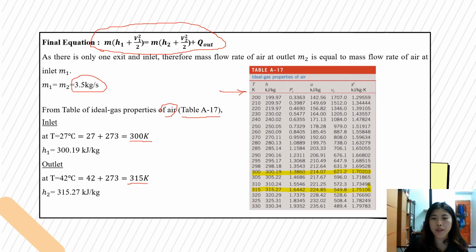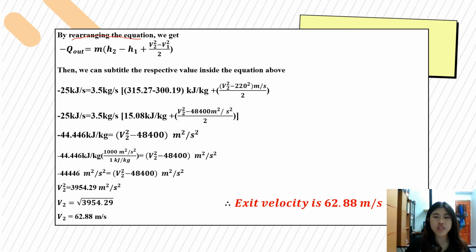So referring to the table, at 300 Kelvin the enthalpy is 300.19 kJ per kg. For the outlet, we get 350.49 kJ per kg for the outlet enthalpy. However, I will rearrange the equation again to make it easy to get the answer.